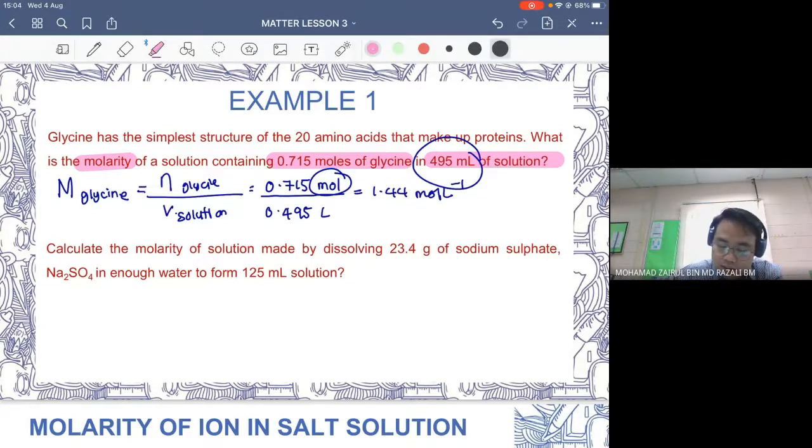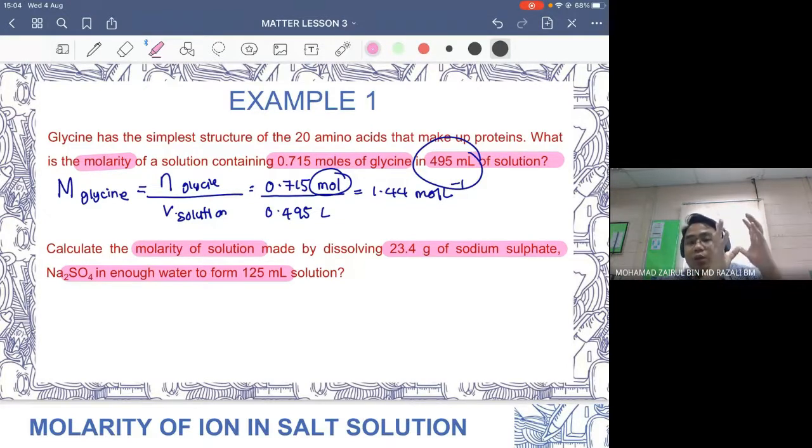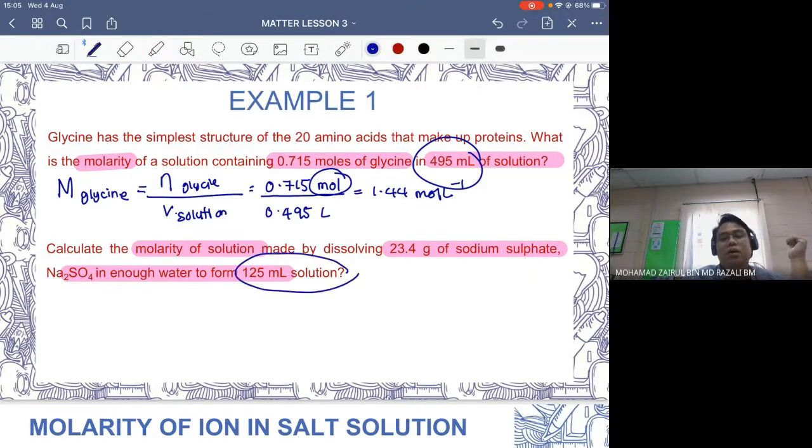Calculate the molarity of solution made by dissolving 23.4 gram of sodium sulfate in enough water to form 125 ml of solution. Okay, so macam awak tahu, nak cari molarity, we need to have the number of mole and the volume. Okay, the volume is already given in the question, which is 125 ml or equivalent to 0.125 liter. Okay, tapi number of mole tak bagi. So number of mole nak dapat daripada mana?